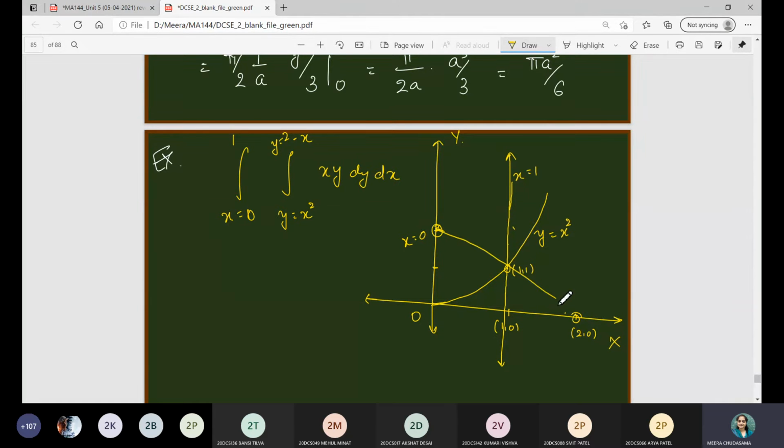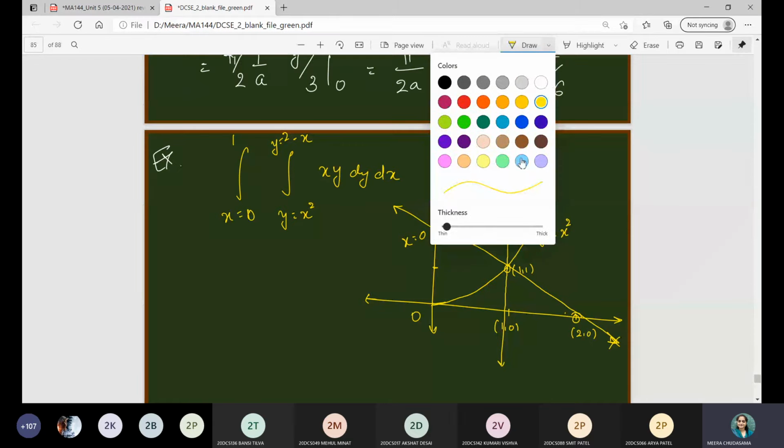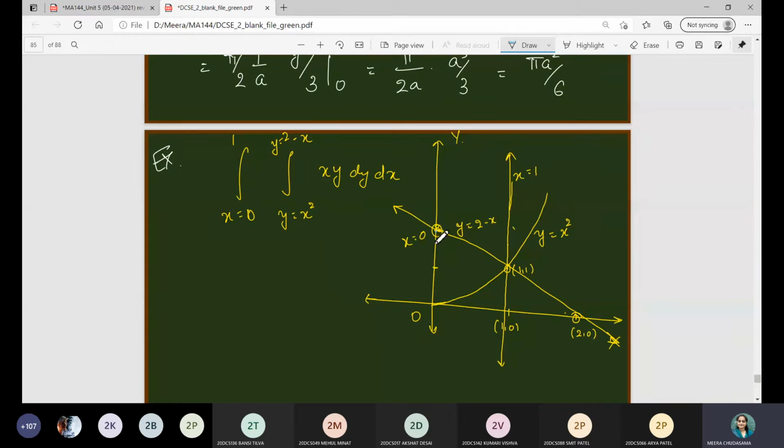Because sometimes this graphic pad I cannot orient in that sense. But assume that this is the straight line given by y is equal to 2 minus x. So let us see the intersecting part of it. First of all, x is equal to 0 means it is this one. x is equal to 1 means it is this one, right? Then y is equal to x square, so it is the curve, a parabola, and this is the straight line. So the given region is this one, right?